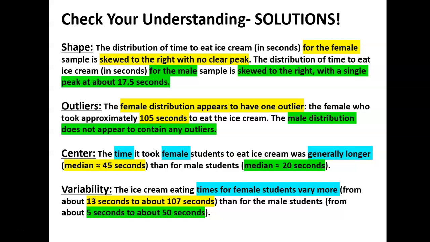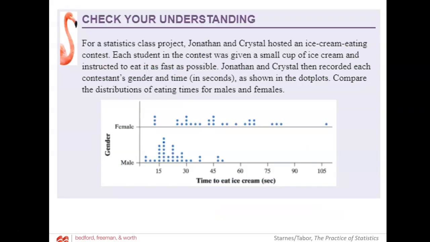Calm down. All right, variability. The times for female students vary more from 13 to 107 seconds versus the male students who took about anywhere from 5 to 50 seconds. So again, they're just commenting in a comparative way with context on the range of data for male and female distribution.